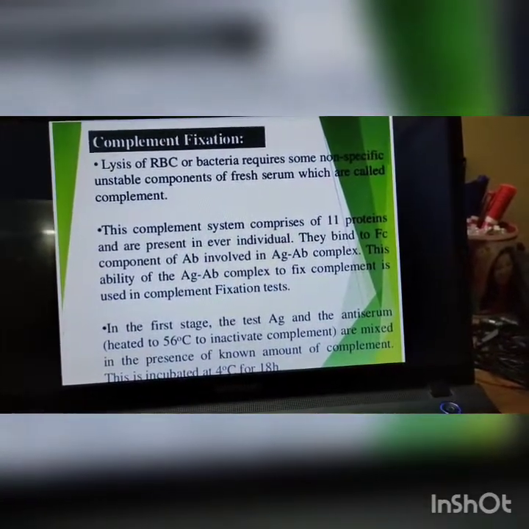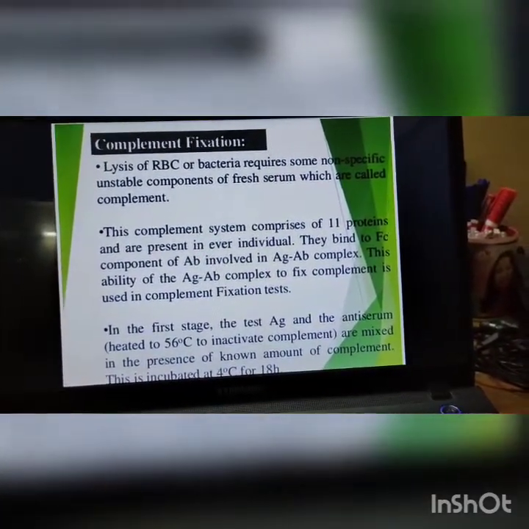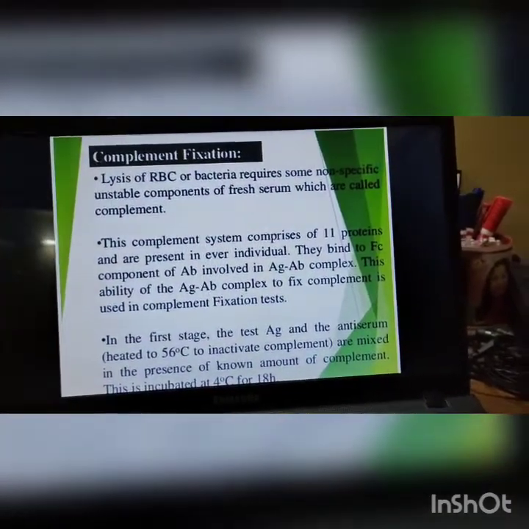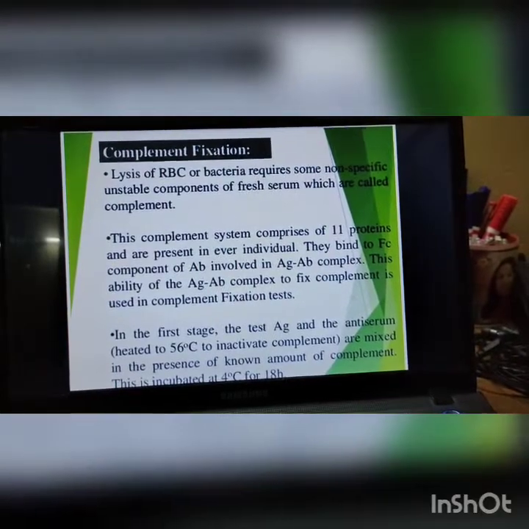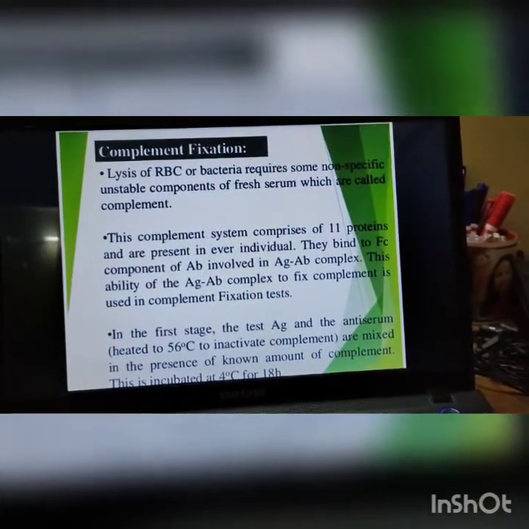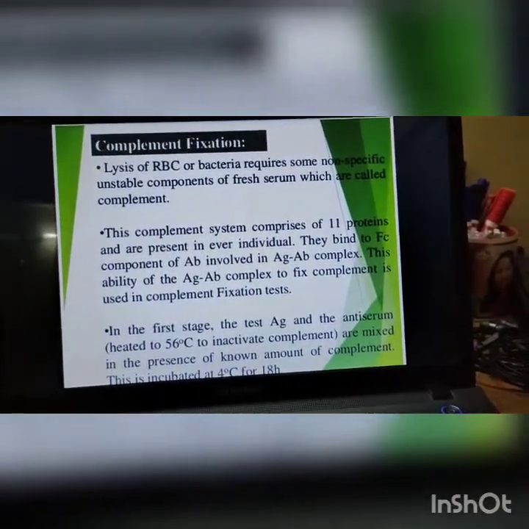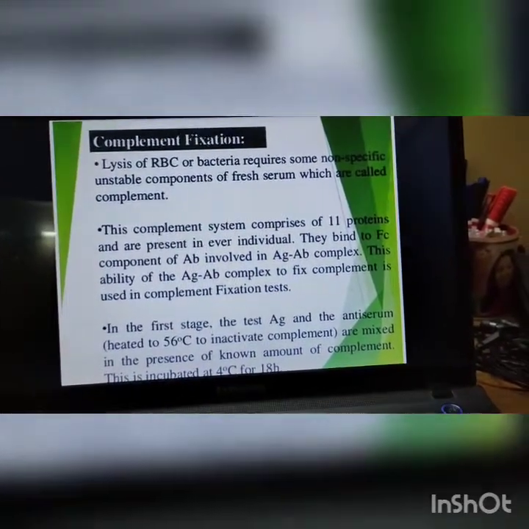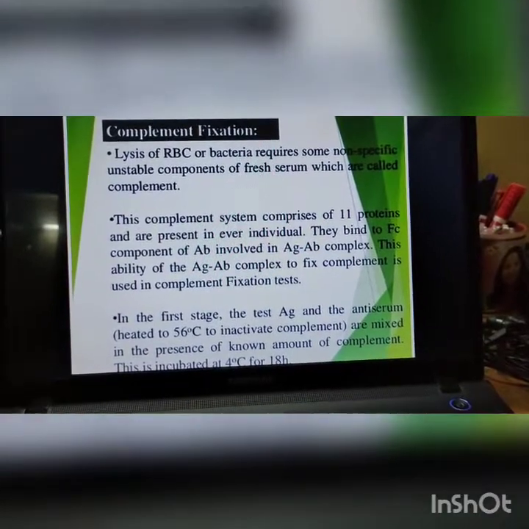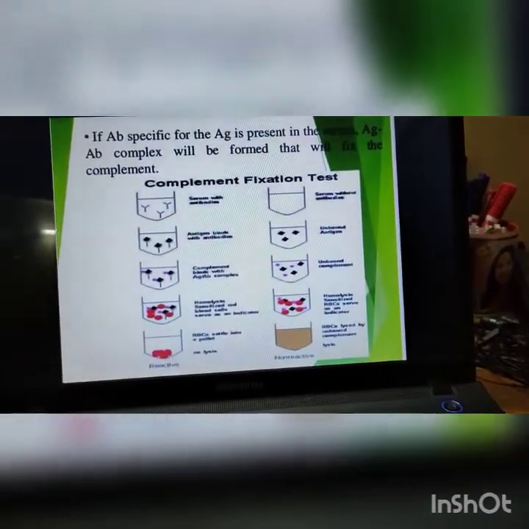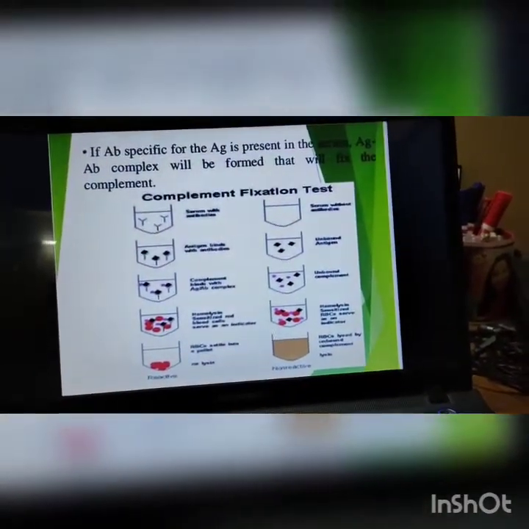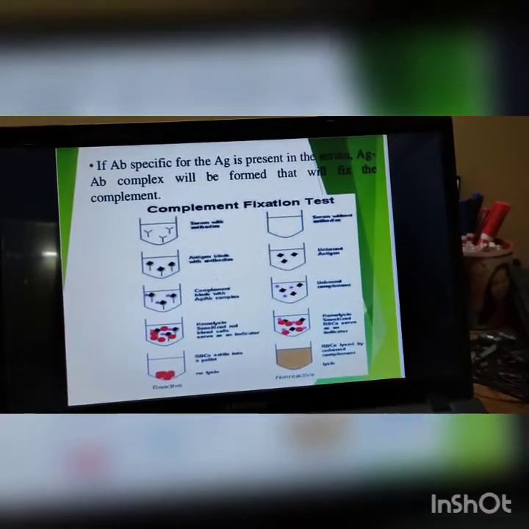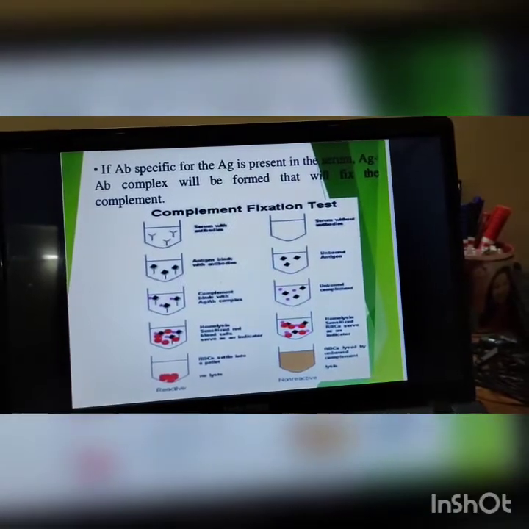What happens here? In the first stage, the antigen with antiserum is heated to 56 degrees centigrade to inactivate the complement. Then a known amount of complement is mixed with that antigen-antibody complex and incubated at 4 degrees centigrade for 18 hours. If the antibody specific for that antigen is present in the serum, the antigen-antibody complex will form and fix the complement.